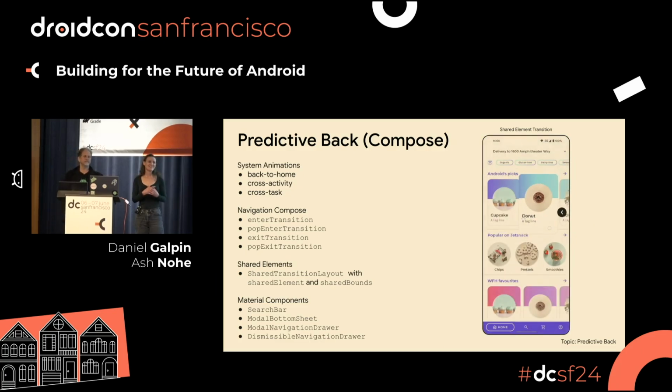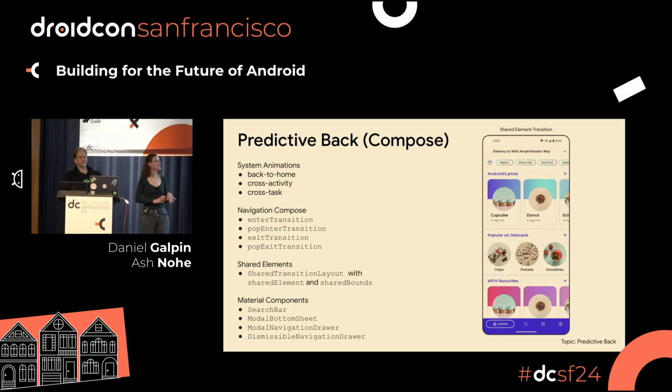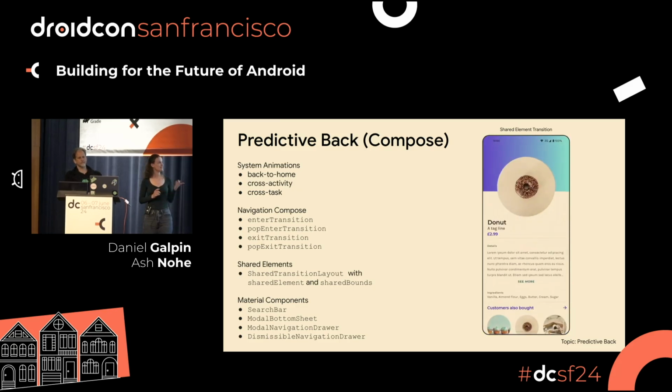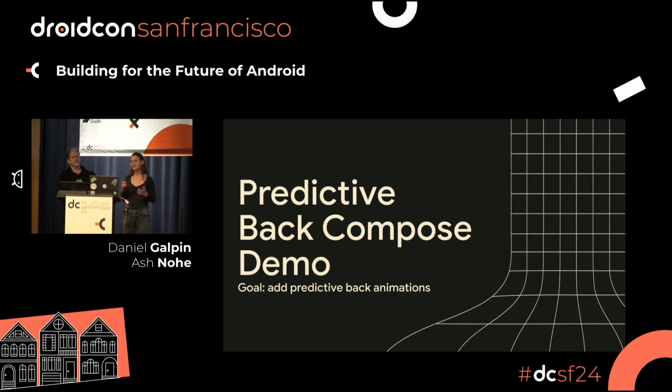And this year, really excitingly, Predictive Back is finally available with Compose. So there's support for Navigation Compose. You'll use one of these APIs. There's support for shared element transitions, like you can see on the screen here, and some material components too. So with that, we're going to show a Predictive Back demo.